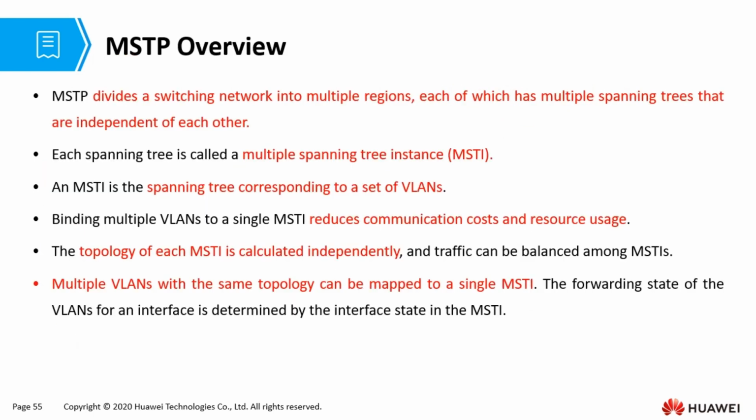Okay, so basically what MSTP is going to do is divide your switching network into multiple regions. That's why we call it a multiple spanning tree. Each of them has its own spanning tree, and they are independent of each other. Inside MSTP, each spanning tree we call an instance. Okay, a multiple spanning tree instance.